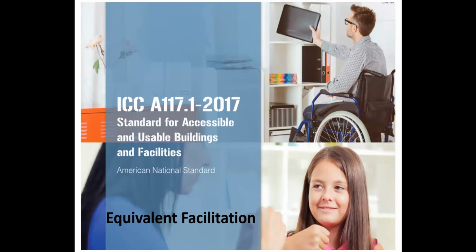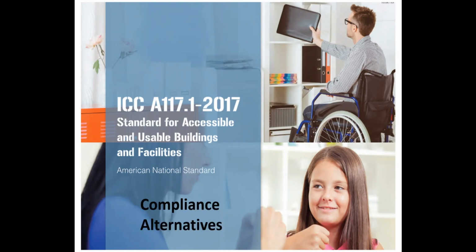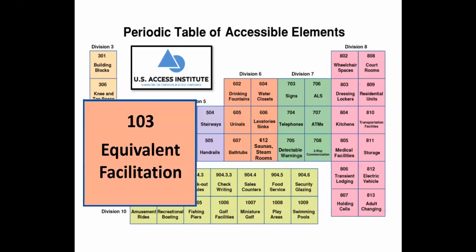The ICC A117.1 standard does not use the term equivalent facilitation. It uses the term compliance alternative. It states nothing in this standard is intended to prevent the use of designs, products, or technologies as alternatives to those prescribed by this standard, provided they result in equivalent or greater accessibility, and such equivalency is approved by the administrative authority adopting the standard.